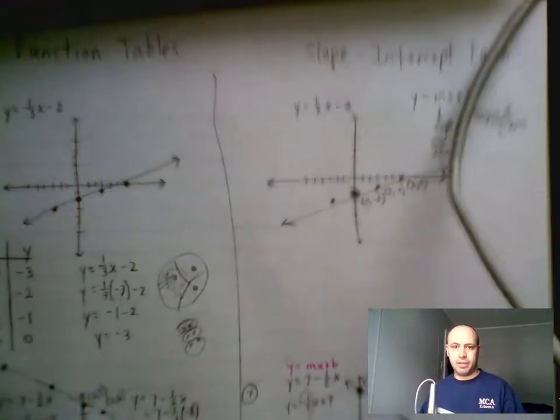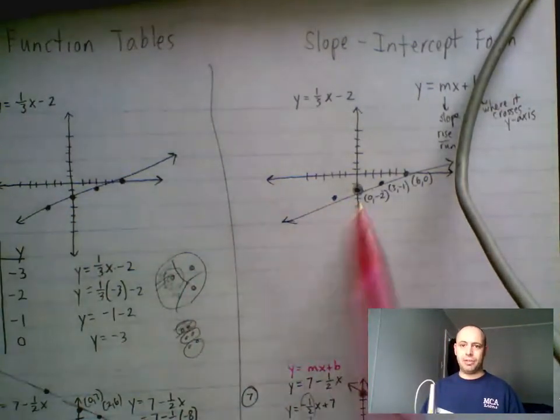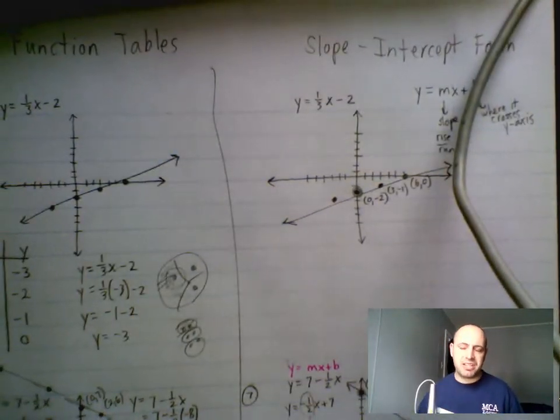Just doing it 2 different ways, you get the exact same line. Okay, same with up here. You get the exact same line doing it 2 different ways. So that's today's lesson in a nutshell.